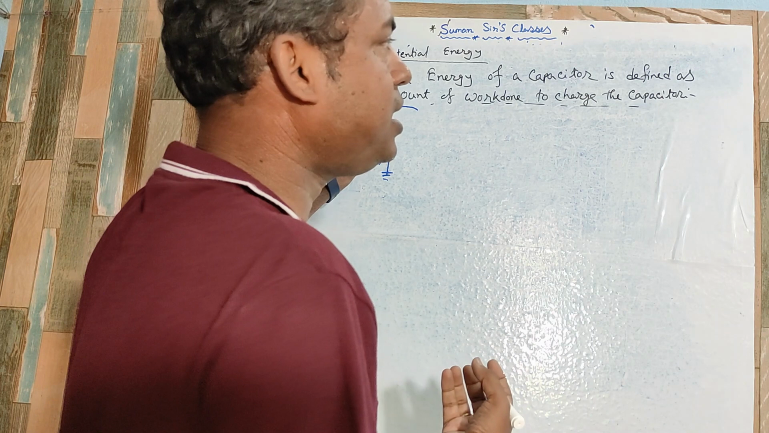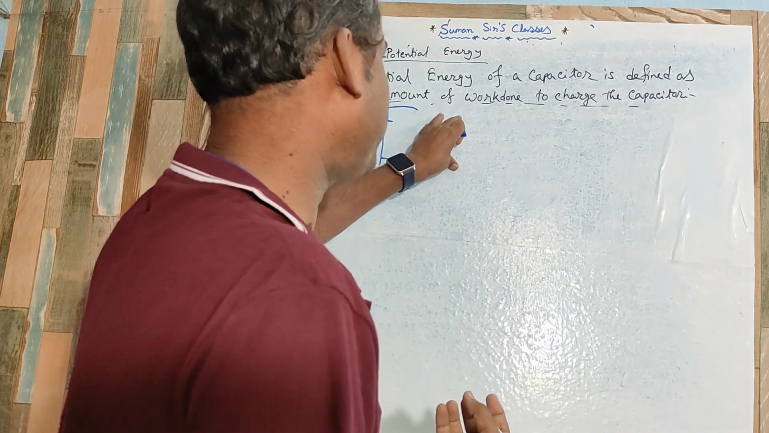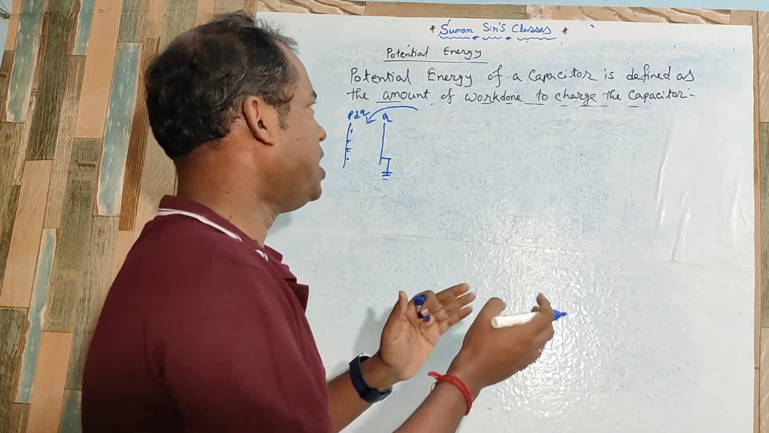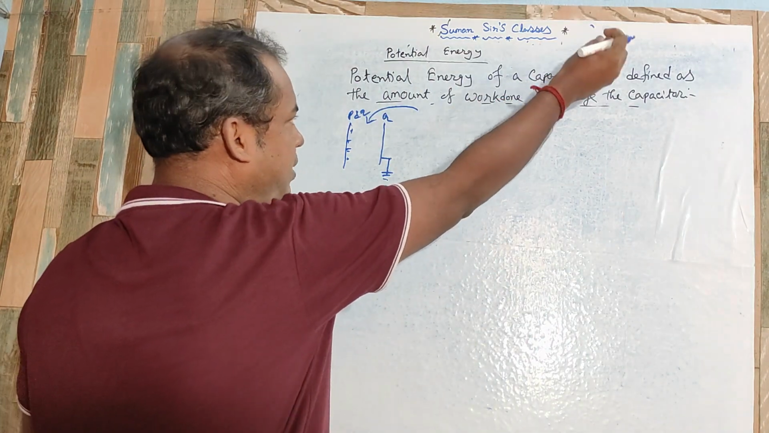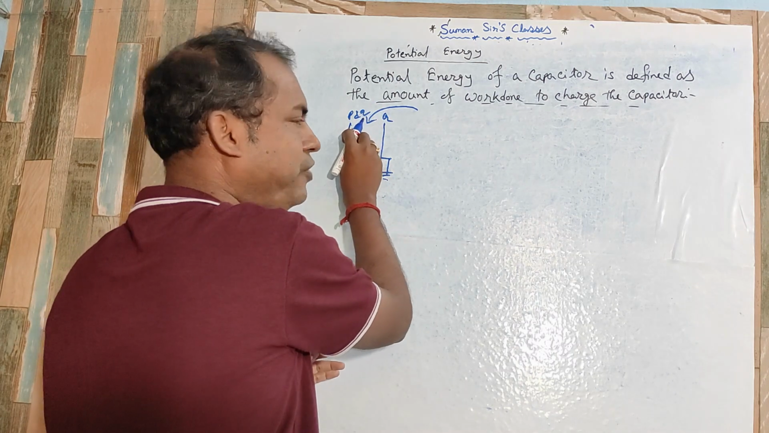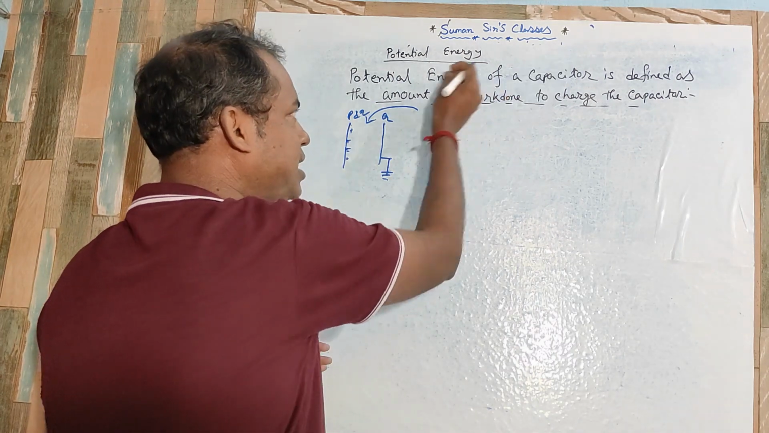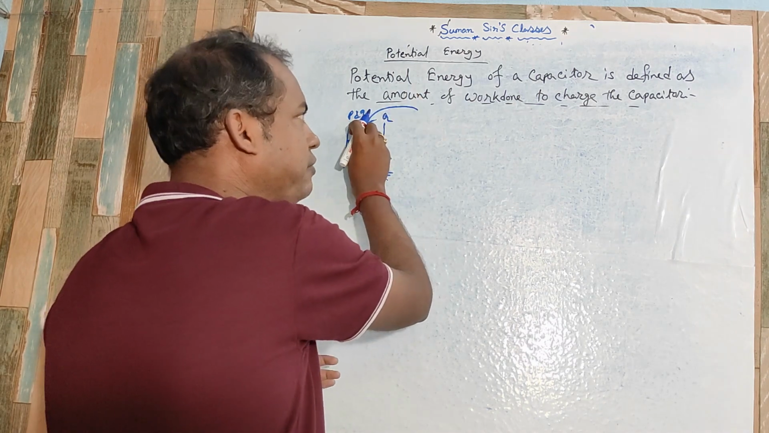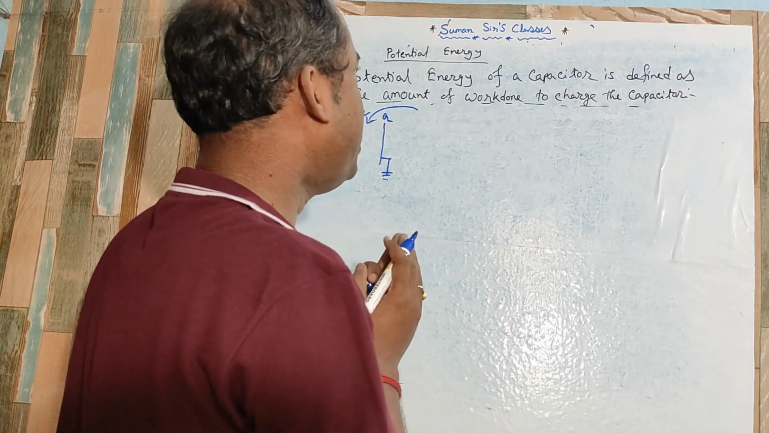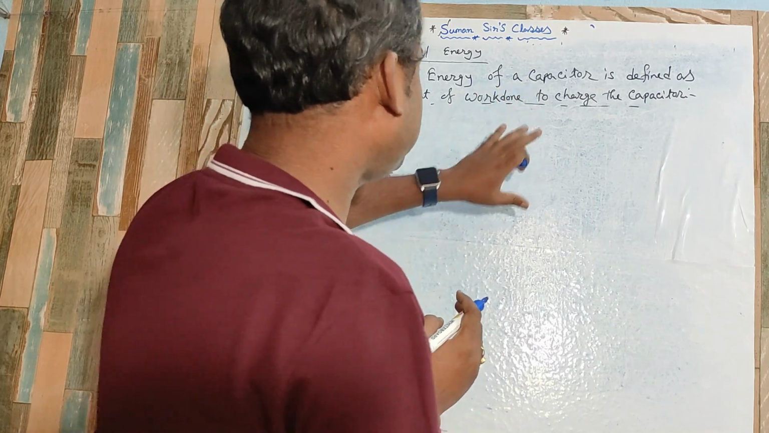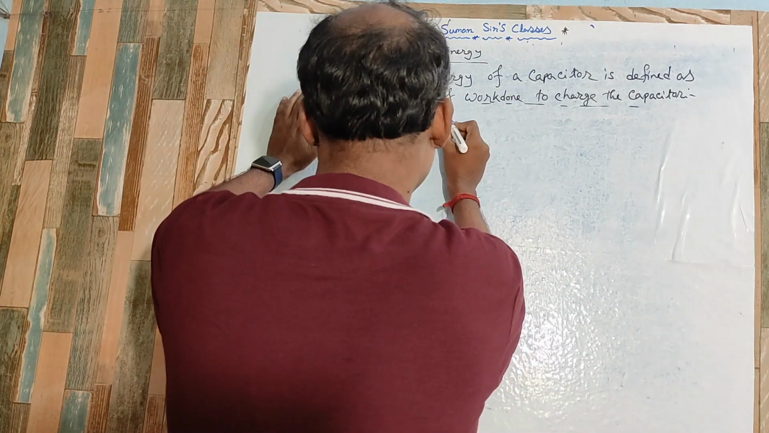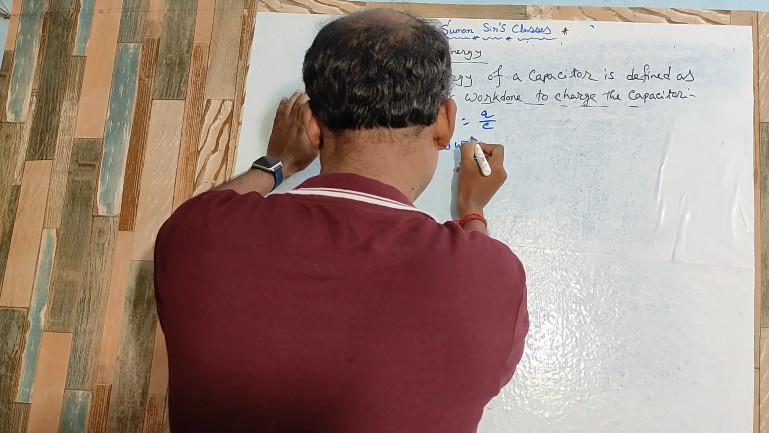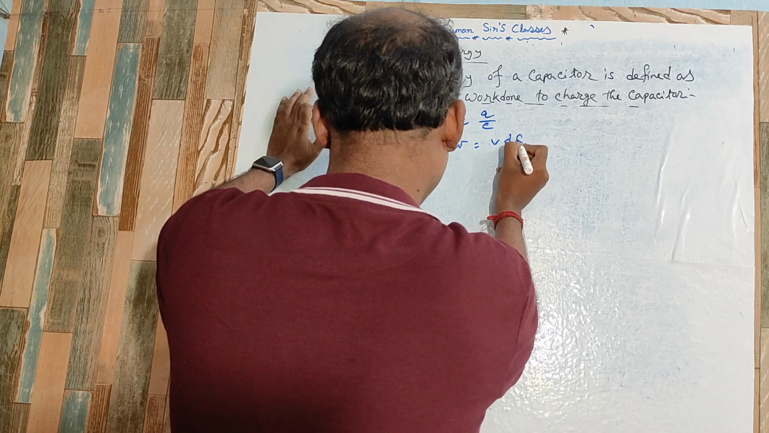So this work done is called the total potential energy. What is the work done? That is force into displacement. That is dq amount of charge moving from infinite distance to a specific field. The distance traveled, and dq moving within the specific field, is considered the amount of work done to charge a capacitor. So we write here V equals Q by C. So what is dW, the total work done? That is V into dq.